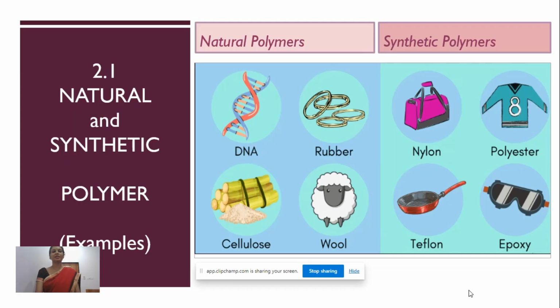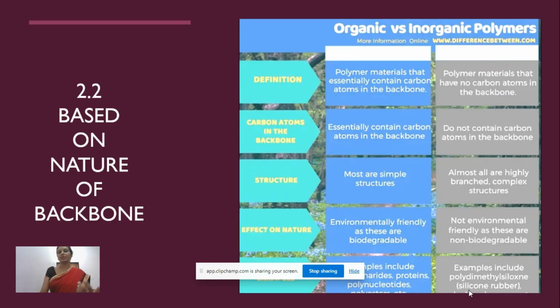Next classification, based on nature of backbone. Based on nature of backbone, polymers are classified as organic and inorganic. Again, the name itself indicates: organic means polymers are made of carbon. Inorganic polymers means the backbone of the polymer chain doesn't contain carbon, or in other words, it is made up of elements other than carbon. So, definition of organic and inorganic polymers. Polymer materials that essentially contain carbon atoms in the backbone are called organic polymers. Inorganic polymers are polymer materials that don't have carbon atoms in the backbone.